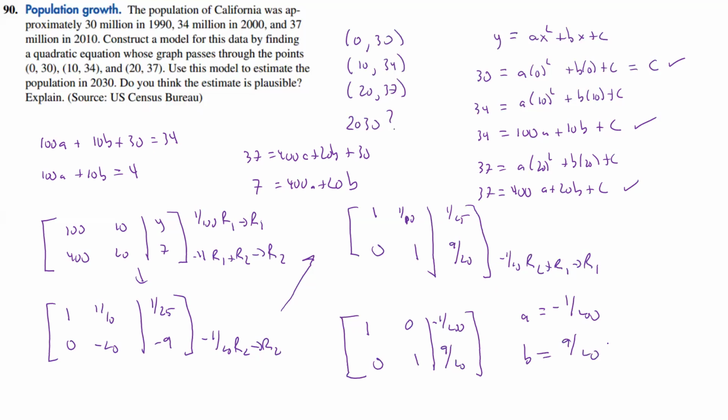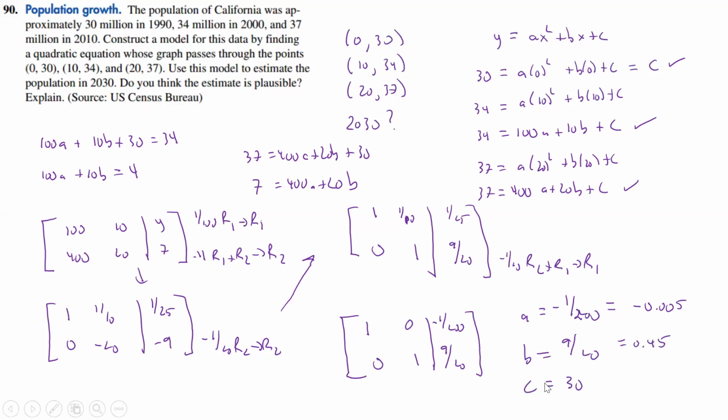And B is equal to 9 over 20. We know C is equal to 30. And so I think probably what we need to do is make these decimals, like most items. If I take 1 over 200, what is that in decimal format? It says 0.005. 9 divided by 20 is 0.45, and we know that's 30.